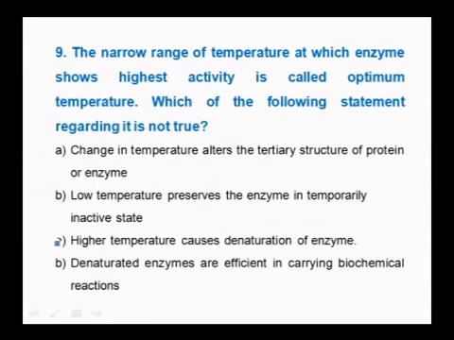Next question. The narrow range of temperature at which an enzyme shows highest activity is called optimum temperature. Which of the following statements regarding it is not true? So we all know that temperature is one external factor which will affect the rate of reaction by affecting the enzyme. So let us see which statement is wrong.